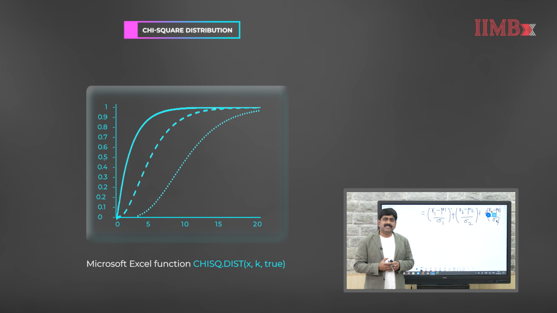In Microsoft Excel, the function CHISQ.DIST(x, k, TRUE) can be used for calculating the cumulative distribution function value of a chi-square distribution with k degrees of freedom.